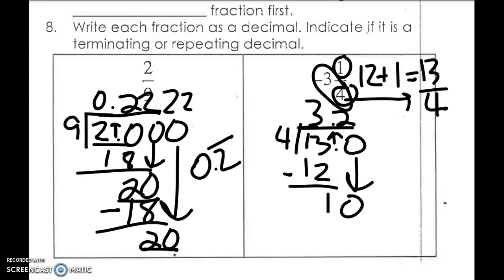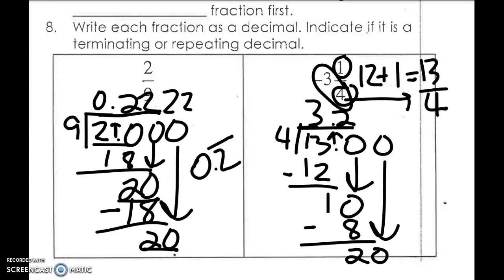It will go in there 2 times. 4 times 2 is 8. You subtract that, you get a 2. Add another 0, bring it down. You have 20. Will 4 go into 20? It'll go in there exactly 5 times. So when you subtract that, you're left with nothing.